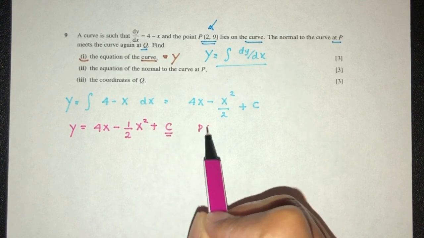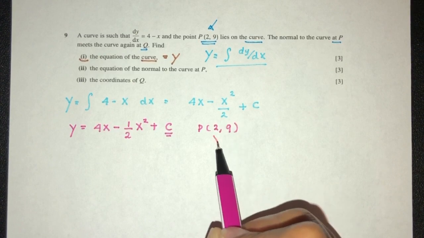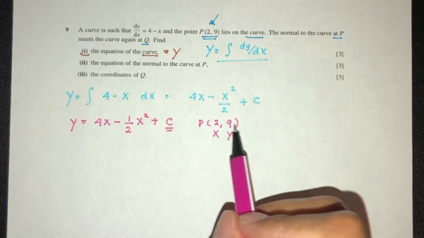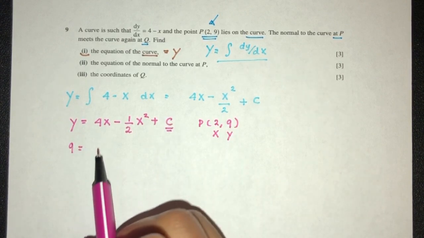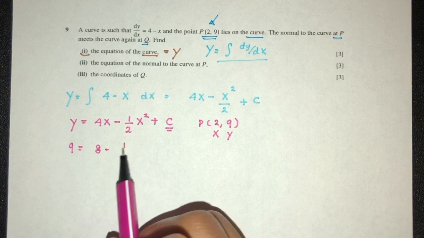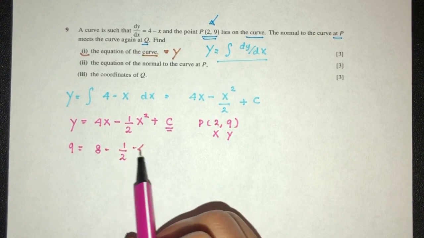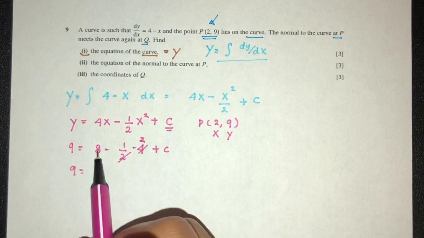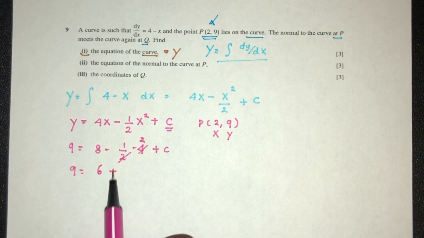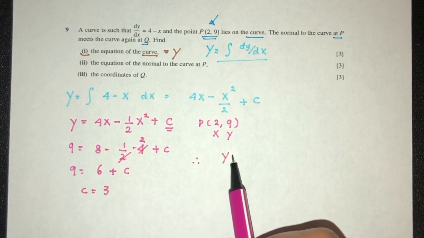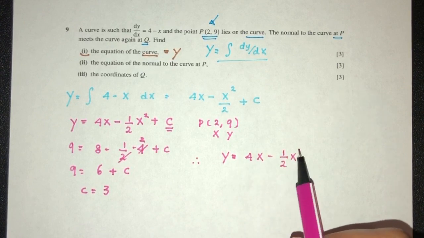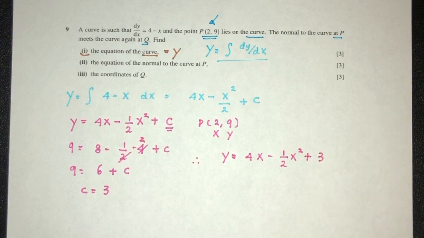Now we have a passing point P, which is (2, 9). That will be x and y. Replace this back in the equation to find the value of c. So 9 will be here. 4 times 2 will be 8 minus half times 2 squared, which is 4, plus c. Simplify. So 9 is equal to 8 minus 2, which is 6, plus c. So c will be 9 minus 6, which is 3. So finally, y, which is the equation of the curve, is equal to 4x minus half x squared plus 3. That is part 1 of the question.